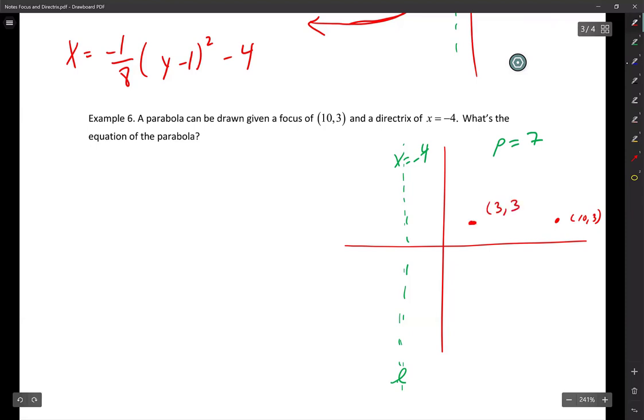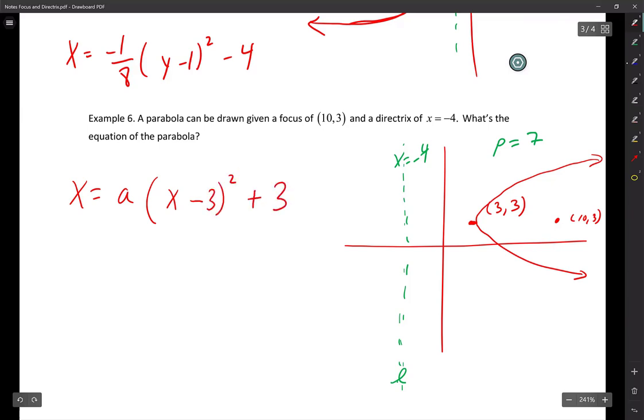And is it open up, left or right? It opens right. So here it is. X equals some A value, a positive A value. And since I have 3 and 3, no fun here on this one. X minus 3 equals a times y minus 3 squared plus 3. Oh, yep. Look, I just fixed that mistake earlier, and there I am putting an X. Y minus 3, guys.